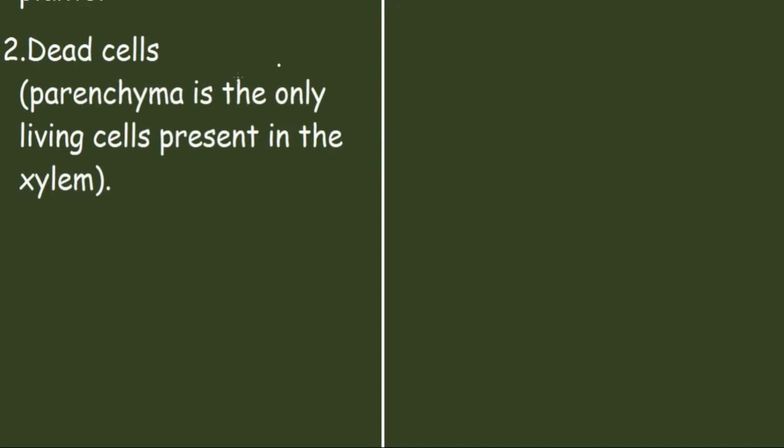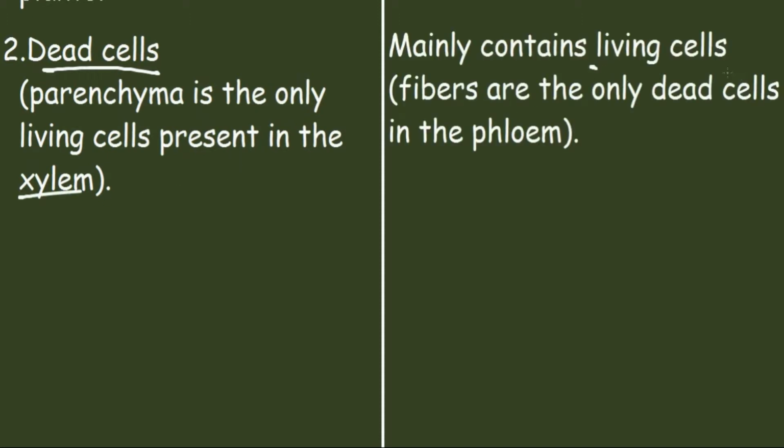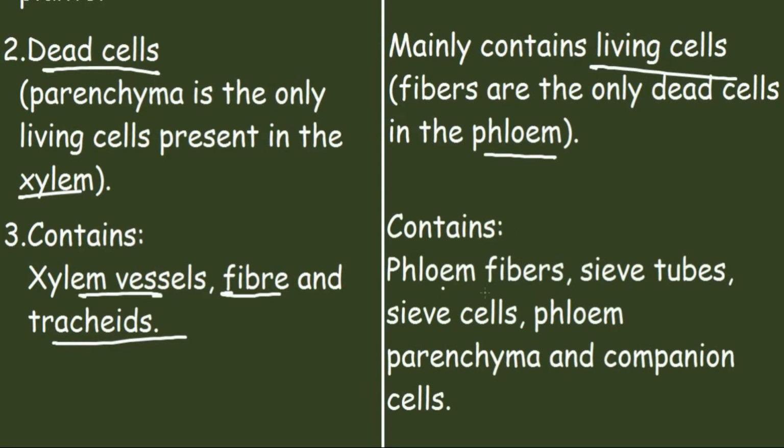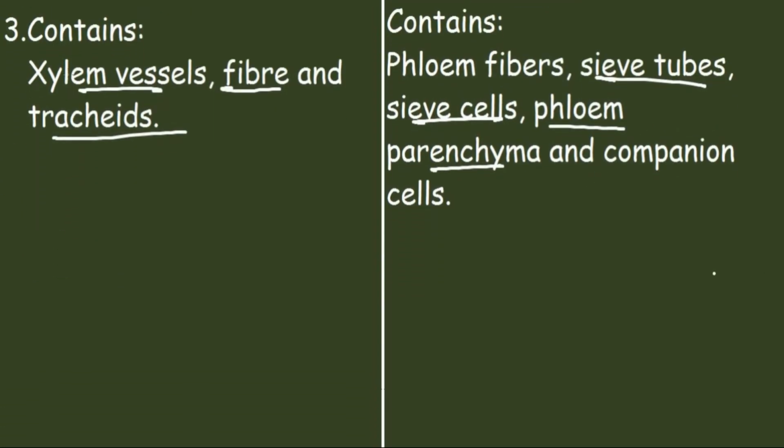So xylem mainly consists of dead cells. Parenchyma is the only living cell present in the xylem. And phloem contains living cells. Fibers are the only dead cells present in the phloem. Xylem contains xylem vessels, fibers and tracheids. And phloem contains phloem fibers, sieve tubes, sieve cells, phloem parenchyma and companion cells. So let's move on to the fourth point.